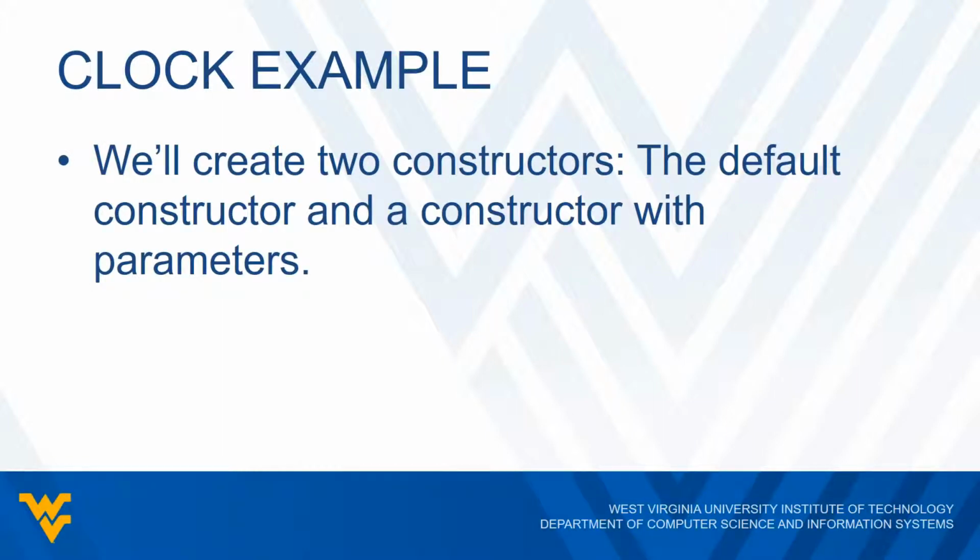In our clock example, we're going to create two different constructors. We're going to have a default constructor and a constructor that has parameters. So here's what our default constructor would look like. As I said, notice that there is nothing between public and clock. There's no int, no void. We're not going to have any return type. Now the default constructor is going to initialize all of our instance variables to 0. So it's going to initialize the hour, the minute, and the second to 0.